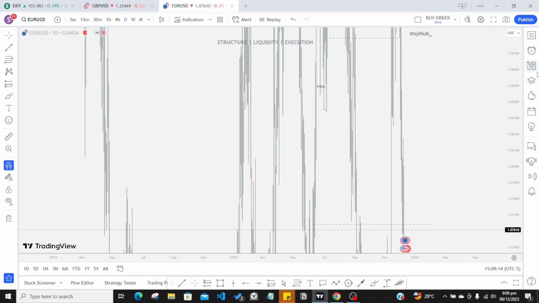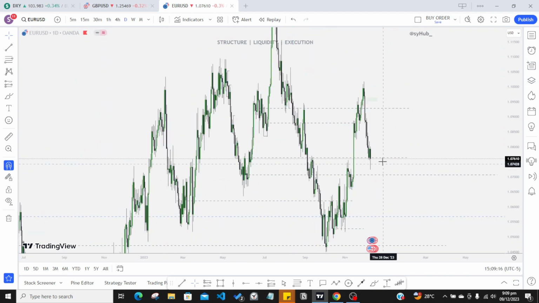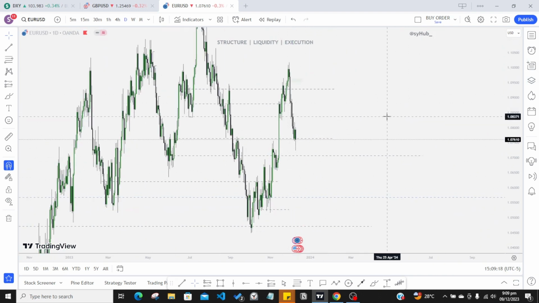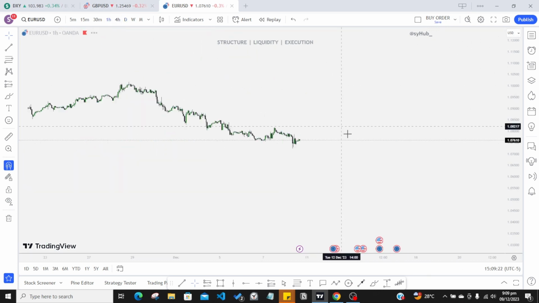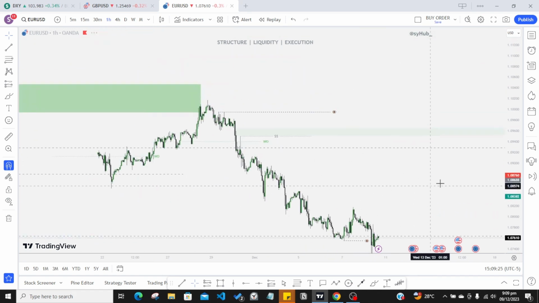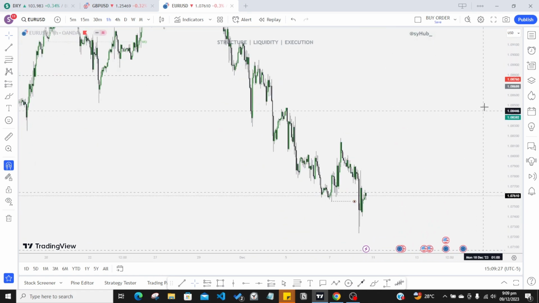Price has been bearish on Euro USD as well, which is just a retracement. So let's go down into the lower time frame and make sense of it. Let's go into the 1 hour chart and see clearly what price did.